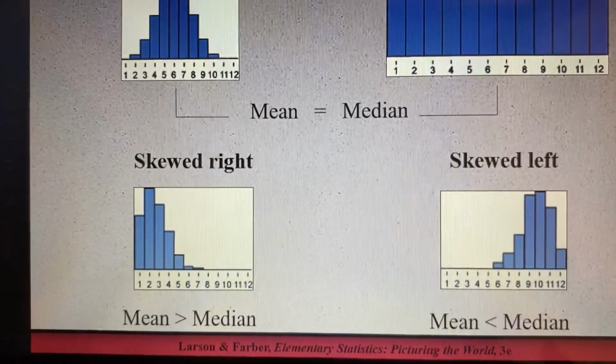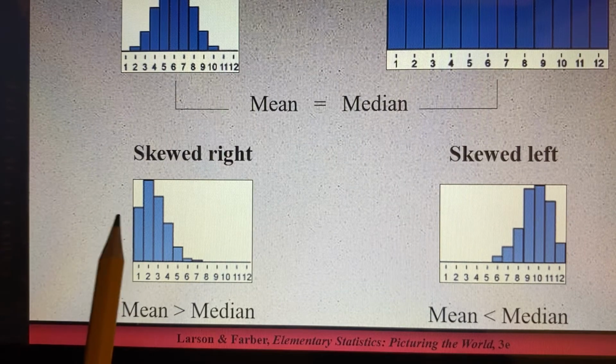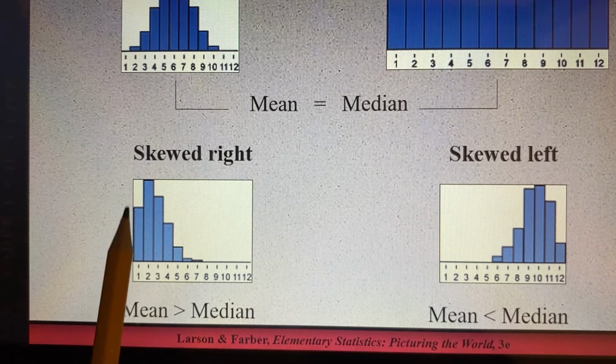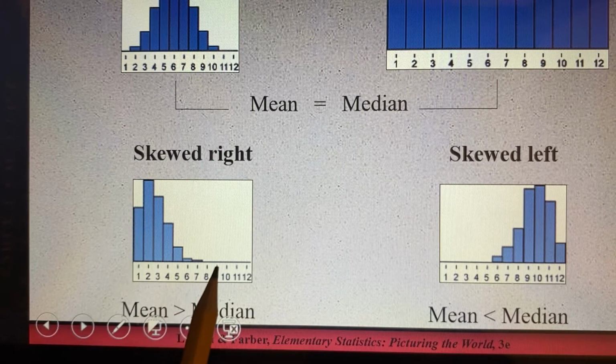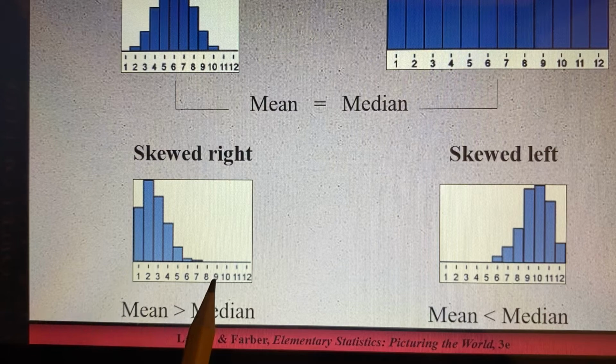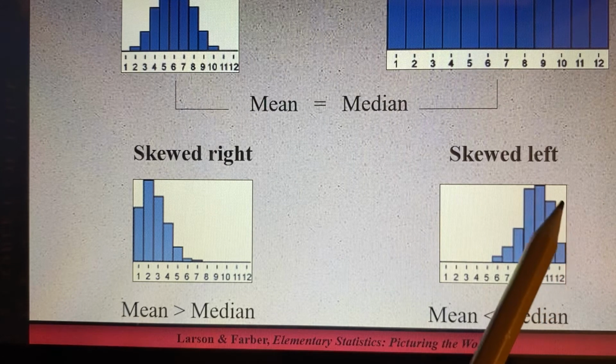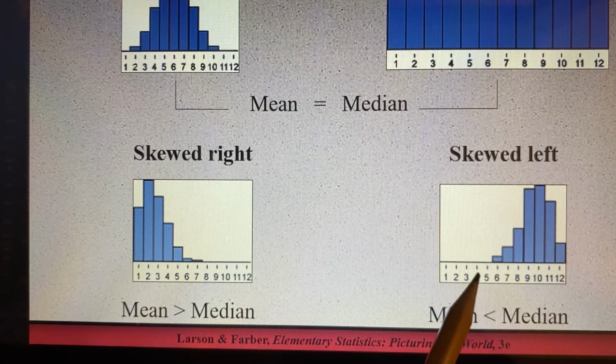Now let's look at the bottom 2, skewed left and skewed right. When you look at this graph, most of your data is over here, but then it seems to tail off to the right. So you describe the skewedness of a graph by the direction of its tail. So because this is tailing off to the right, it's skewed right. Over here, the data is tailing off to the left, so it's skewed left.